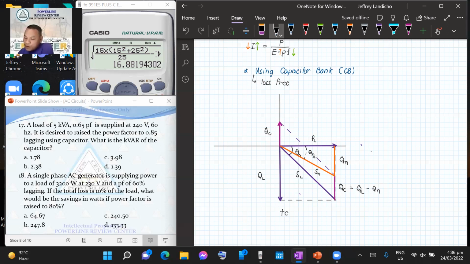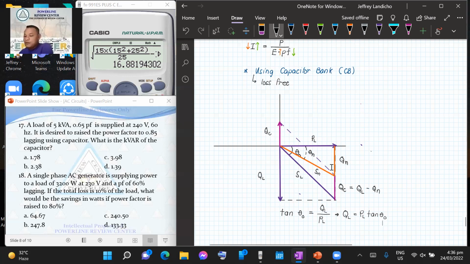So ibig sabihin, using the tangent function, tangent of the original power factor angle, ano yung tangent? Opposite. So, sino magiging opposite nitong angle na to? So, that is Q sub N at saka si Q sub C, which is the magnitude of what? Q sub L. So, that is simply Q sub L over what? Real power. So, therefore, using this equation, Q sub L is just the real power of the load multiplied by the tangent of the original power factor.